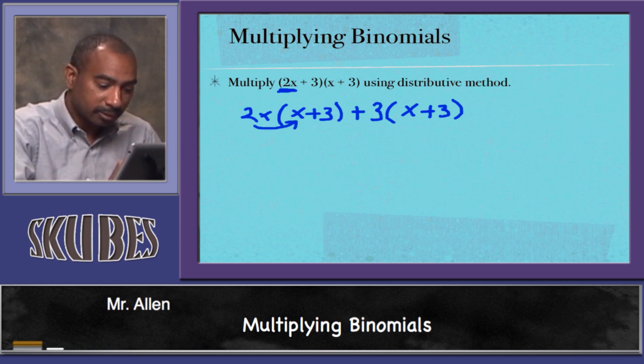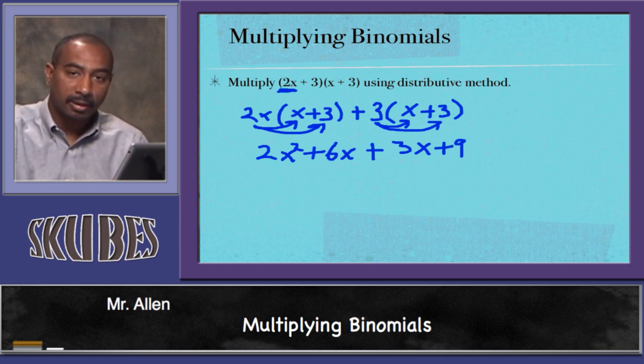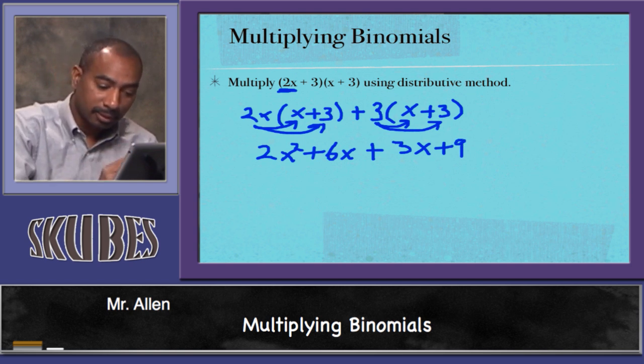So I'm going to go ahead and distribute that. That's 2x times x and 2x times 3. So that gives you 2x squared plus 6x. Plus sign stays. I'm going to distribute these two. So I get 3x plus 9. And now I just simply add like terms.